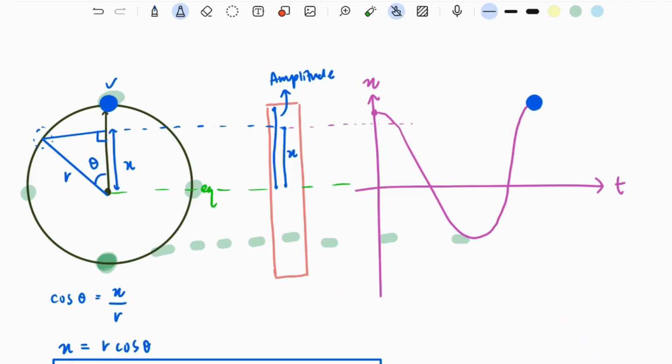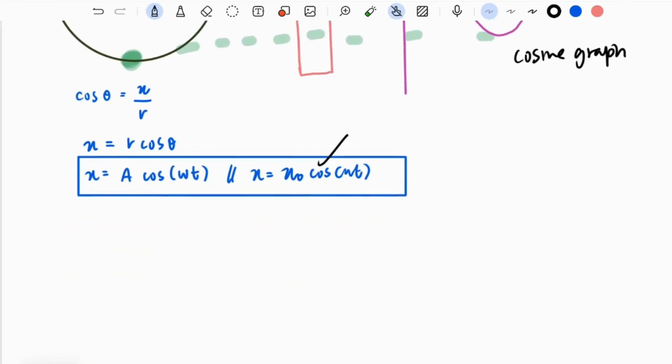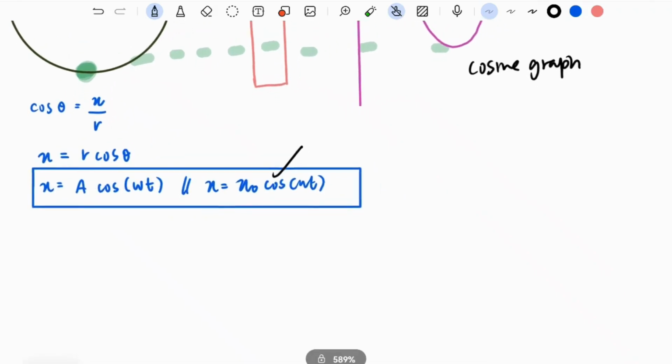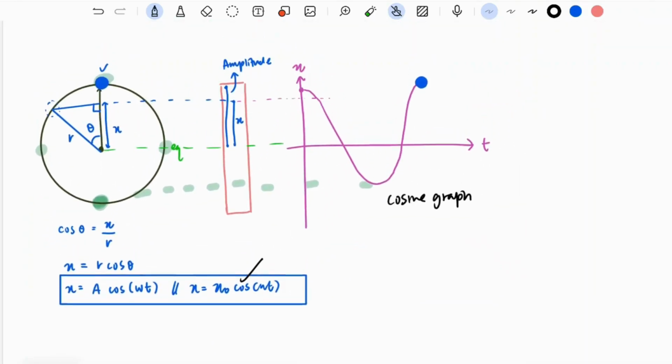And what function graph is this? If you realize, this is actually a cosine graph. So our function must also be cosine, which is correct. So that is actually how you derive the x function equation.